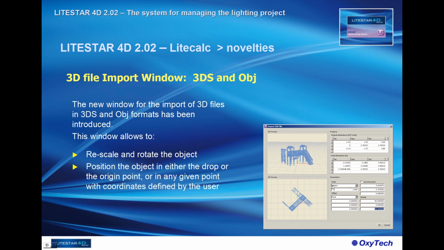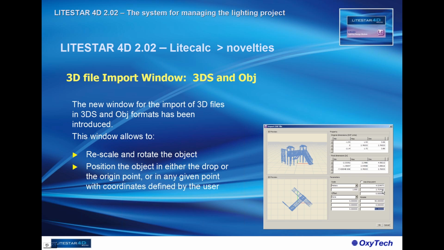Then here we have the offset. It is possible to define the offset, so the position of the origin at the lower left side of the object, at the center, like it is in this case, or at any position defined by the user.